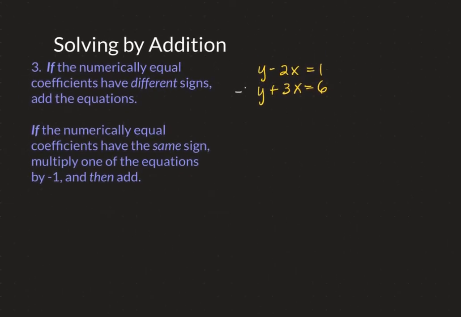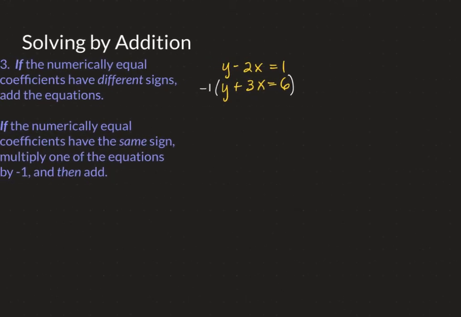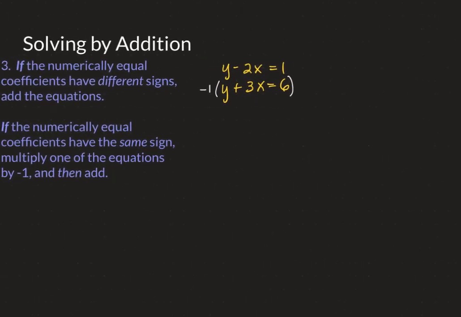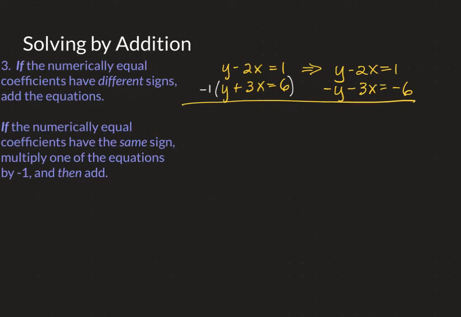So I'm going to multiply this second equation by negative 1. It means I'm going to multiply every part of that second equation by negative 1. So let's make some room to do that. Okay, y minus 2x equals 1. It's going to stay exactly the same. But when I distribute this, I have to multiply every term in that second equation by negative 1. So I get negative y minus 3x equals negative 6. And now I'm going to add.